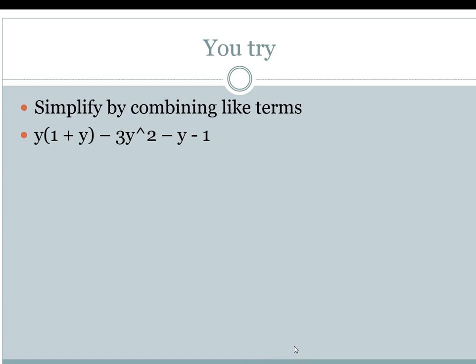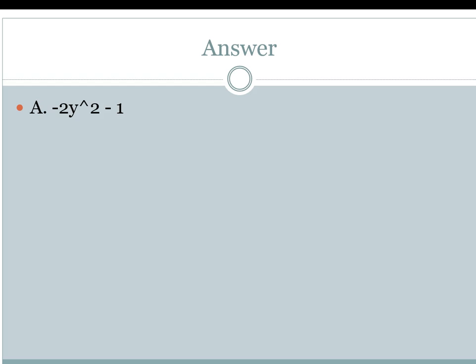Okay, so you try. y times the quantity 1 plus y, minus 3y squared minus y minus 1. Is it A, negative 2y squared minus 1, B, negative 3y squared minus 1, C, y squared minus y, or D, negative 3y squared plus 2y plus 2? Go ahead and pause it and try. Answer is A, negative 2y squared minus 1. To practice these, you would go to page 15, 21 through 35, all.